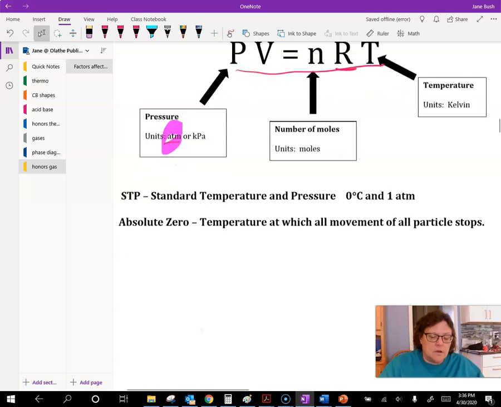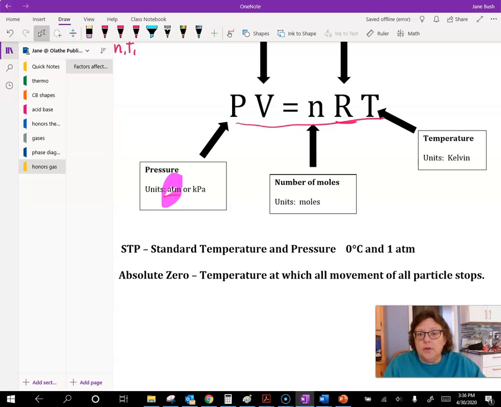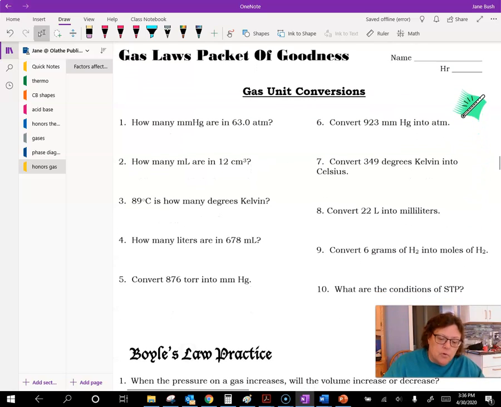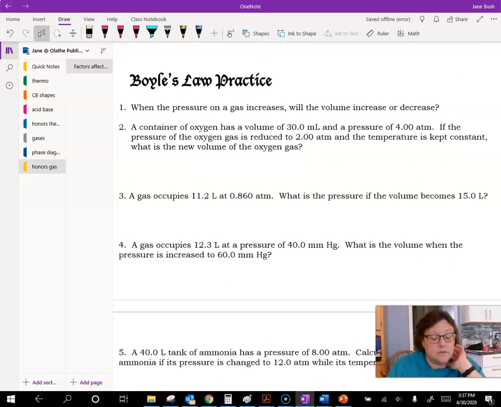Okay. So, this is another formula you can use. And I'm going to go ahead and move through. I'm going to skip stoichiometry. We'll come back. Here are gas unit conversions on the packet of goodness. 760 millimeters of mercury are equal to 1 atmosphere. 1 milliliter equals a cubic centimeter. Actually, I'm not too worried about you doing the gas unit conversions. You need to be able to do that, but most of you can do that, no problem.